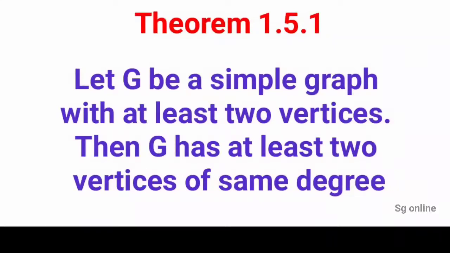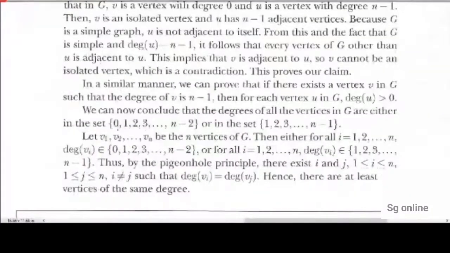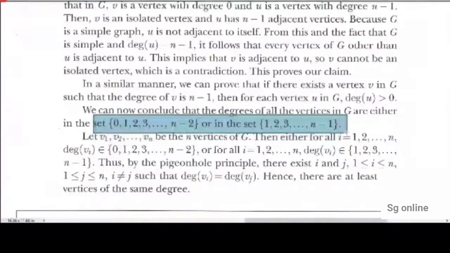But if we have a vertex of degree 0, that is an isolated vertex, then no vertex can have degree n minus 1. So the degrees are either from 0 to n minus 2 or from 1 to n minus 1. So these are n minus 1 numbers that you have to place for n vertices. And so it is the simple pigeonhole principle, that 2 vertices have the same degree.